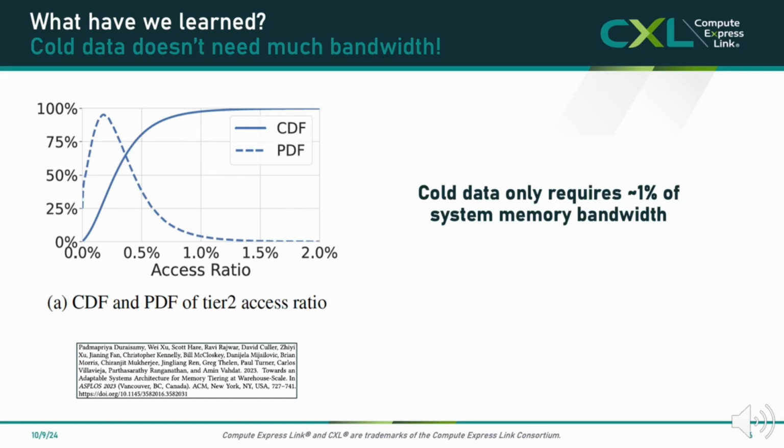The chart on the left suggests that the vast majority of data can suffice with just 1% of the platform bandwidth. In CXL, the bandwidth is additive to the baseline platform bandwidth, but this tells us we don't need an aggressive and expensive CXL solution to satisfy our bandwidth requirements.